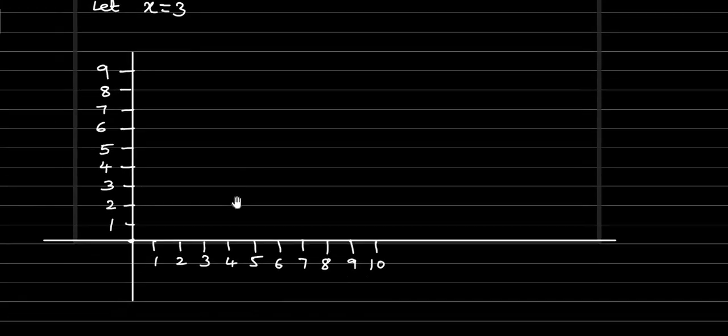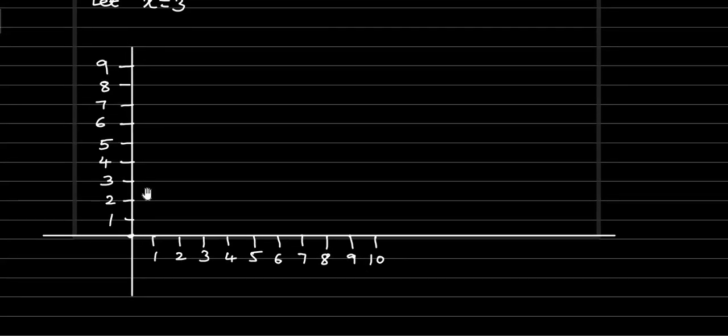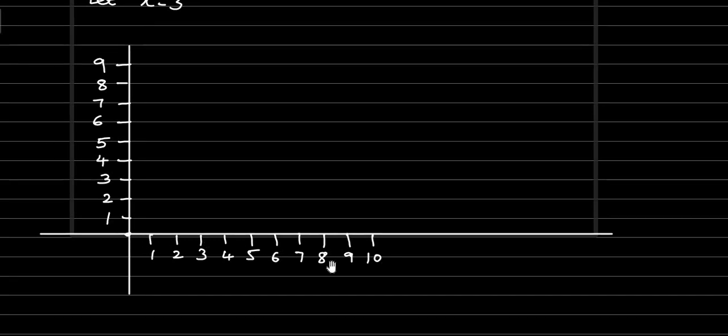X equal to 3. See, this particular y-axis is the x equal to 0 line. Now x equal to 3 here we have, right? So this particular line is the x equal to 3 line. This particular red line is what? X equal to 3 line.